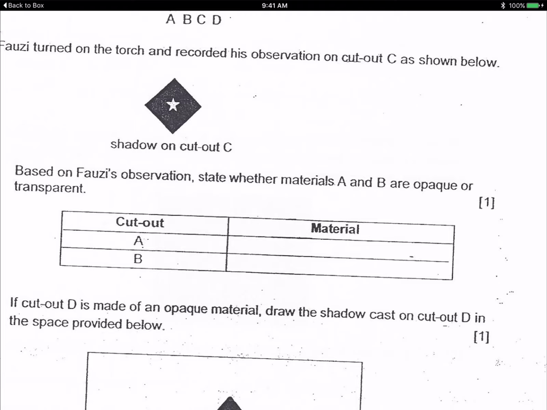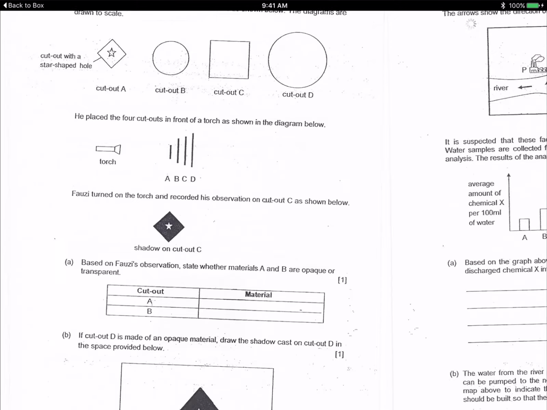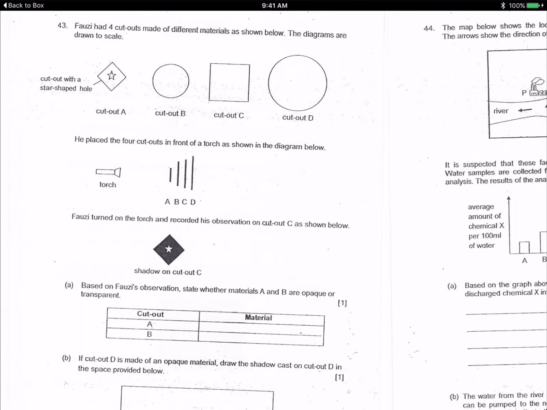Okay, we shall continue. Come, look at the next one. Okay, next question. Now this is about light. We know that light cannot pass through. Light, not life. It's science, we don't discuss philosophy.